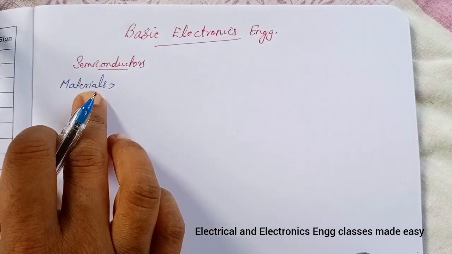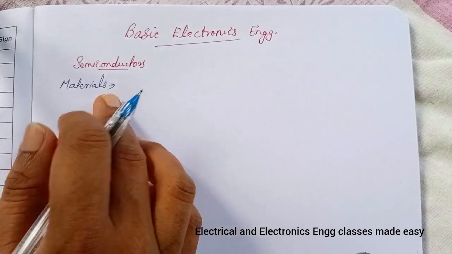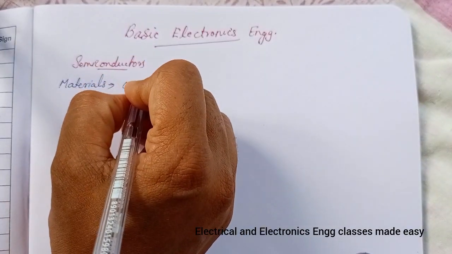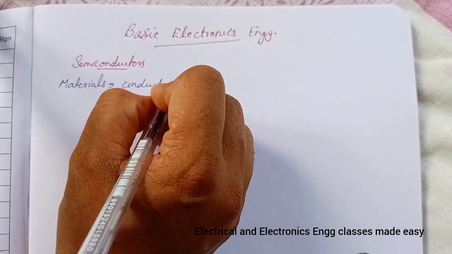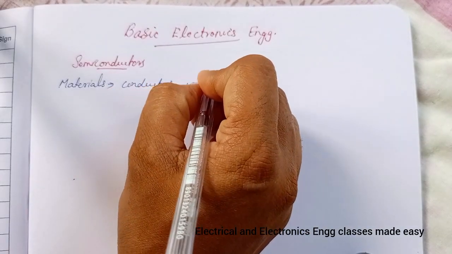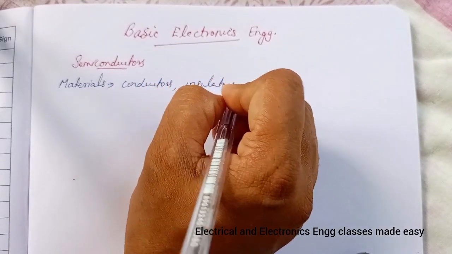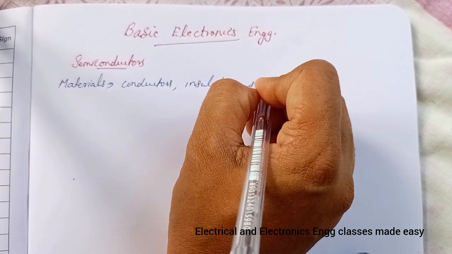the materials are classified into conductors, then insulators, and semiconductors.